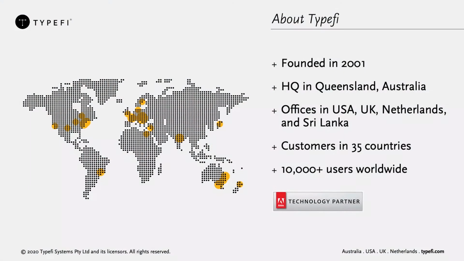So a little bit about Typify. We were founded in 2001. We're an Australian company. We're always happy to have people come down and visit us in our headquarters in Queensland, Australia, when we can actually fly again. But we have offices around the world. So we have them in Europe and the United States. And then we have customers also around the world in really just about every continent except for Antarctica.